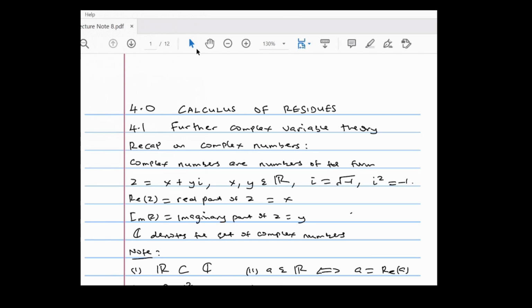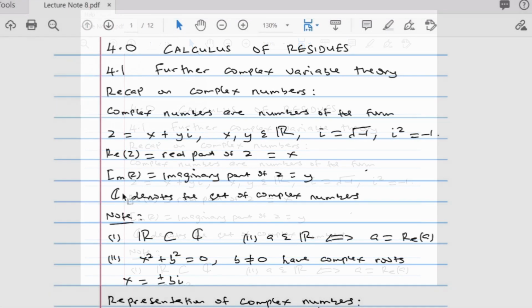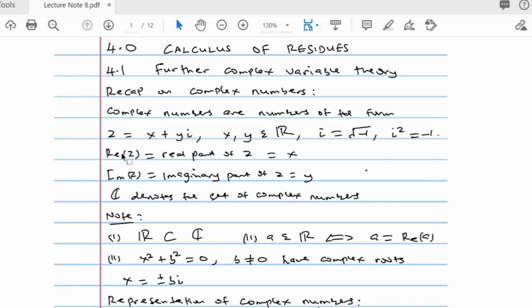Now today we are going to start calculus of residues. What we're going to do in this section is to introduce how to compute residues and apply it to evaluate integrals. A complex number z has a real part x and an imaginary part y.